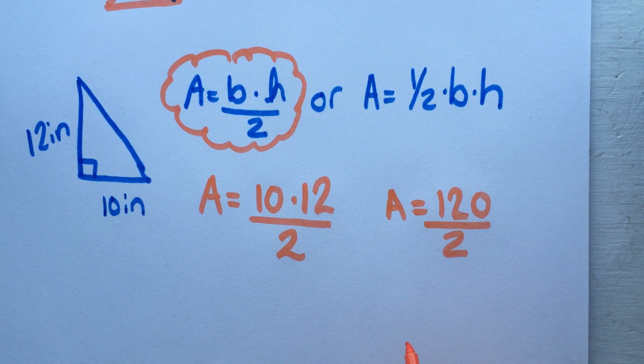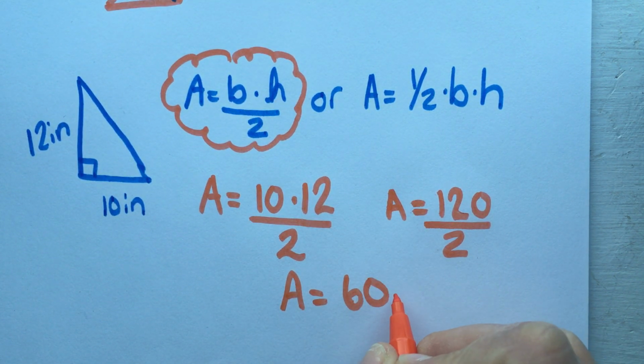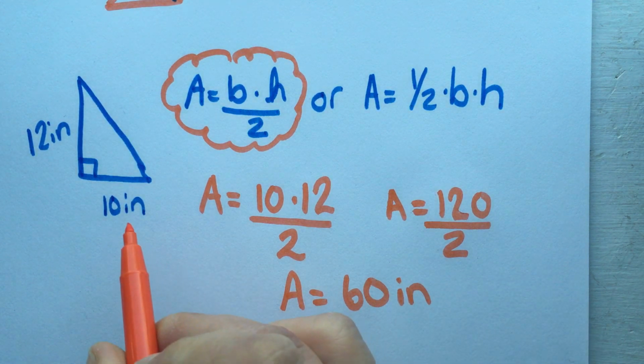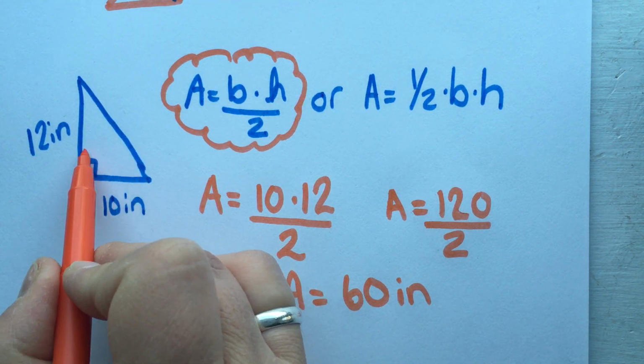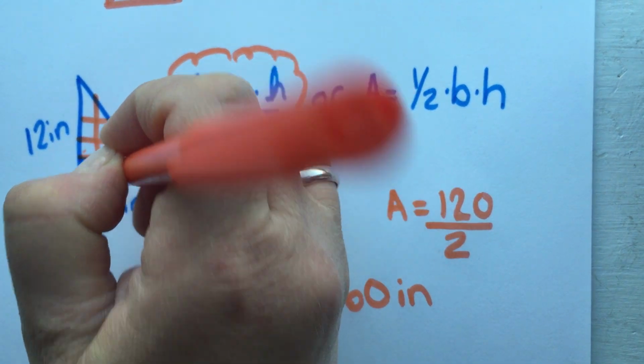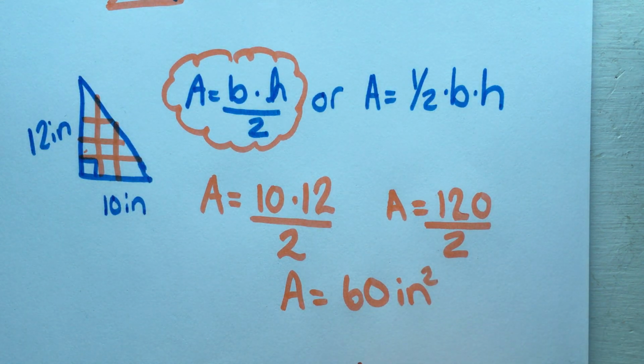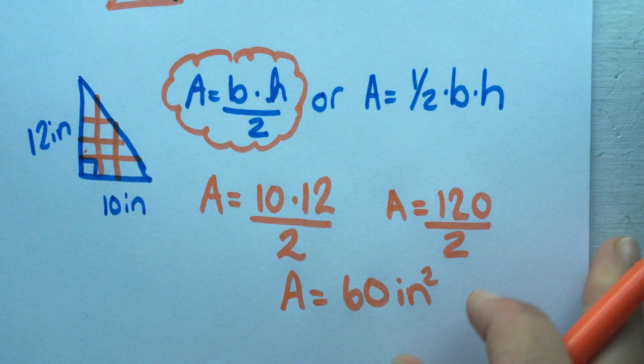And then I just have to get out my calculator, and by the way, you are supposed to be using the calculator through all of this. 120 divided by 2, I know the area equals 60 inches. And remember, when I find area, I'm finding the dimensions in two different directions. So I need to add that little 2 at the end, that it is squared. Or I could say that the area is equal to 60 square inches. Okay? Now that's a right triangle.